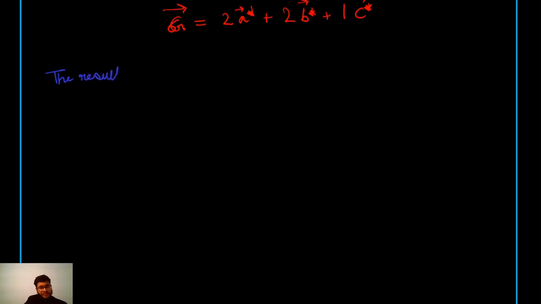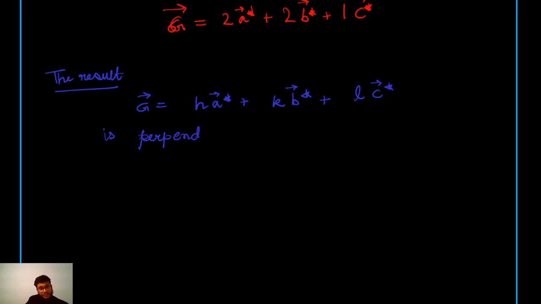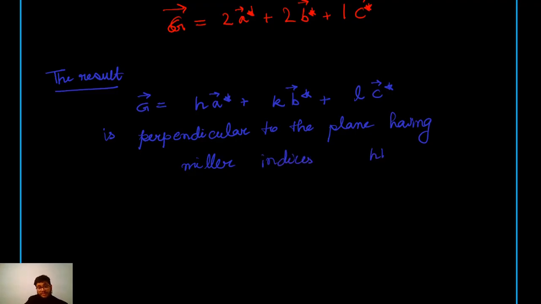So again, the result that we got is the vector g equals h a star plus k b star plus l c star is perpendicular to the plane having Miller indices h k l. So that is the important result that we got out of our exercise.